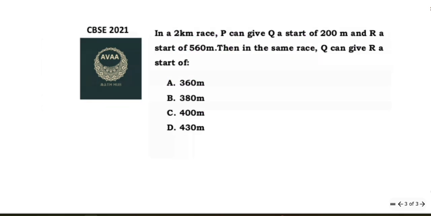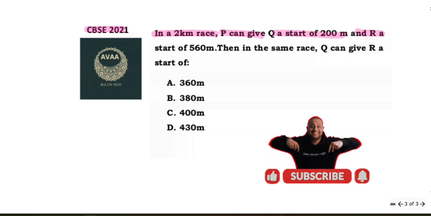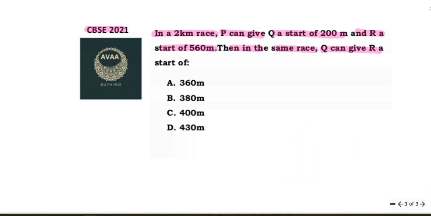From the year 2021, a 1 mark question has been picked. It's an MCQ question. Let's start. In a 2 kilometer race, P can give Q a start of 200 meter and R a start of 560 meter. Then in the same race, Q can give R a start of. The options are 360 meter, 380 meter, 400 meter, and the final one is 430 meter.